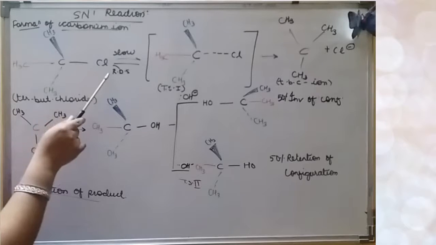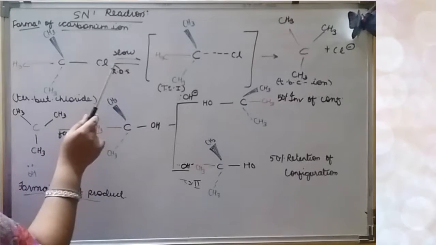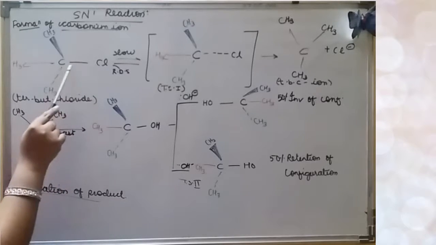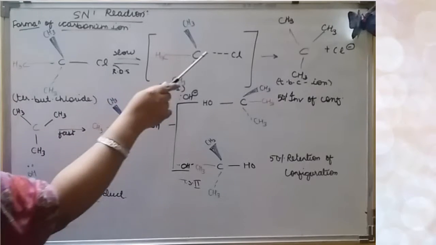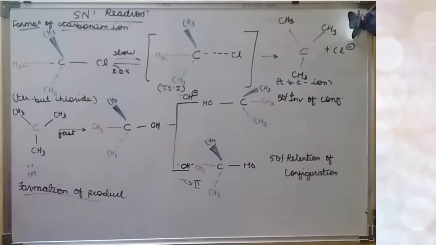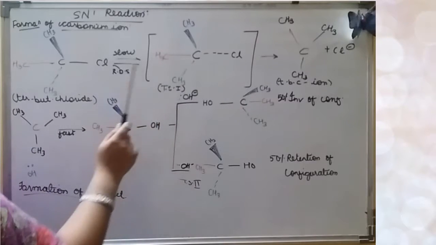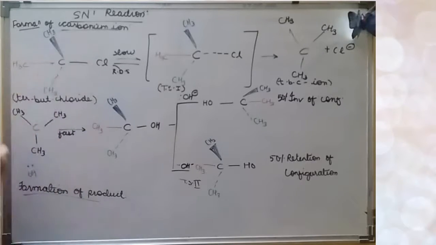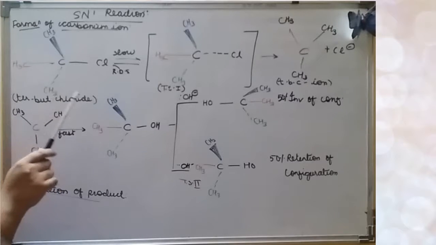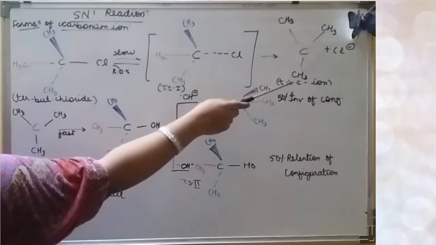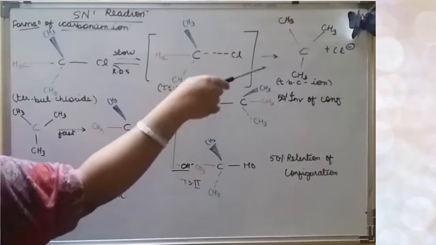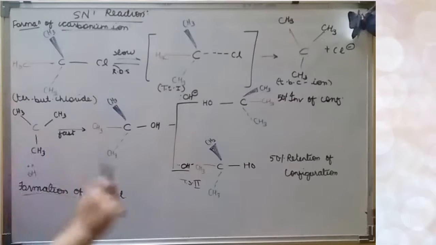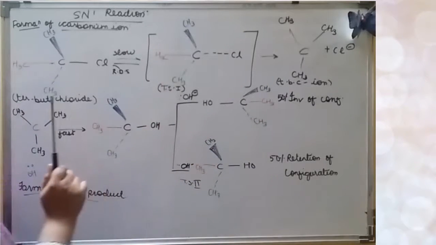Then when the slow, rate determining step is undergone, the bond between chlorine and carbon will slowly get degraded. This is the state after which there will be formation of carbonium ion. This is the first step where there is formation of carbonium ion. So here our carbonium ion is formed where the chlorine group gets out and the rest of the CH3 groups are living happily together with the carbon atom.